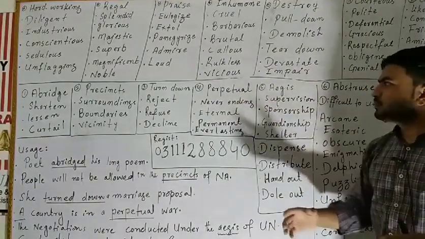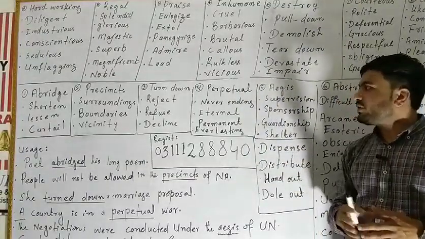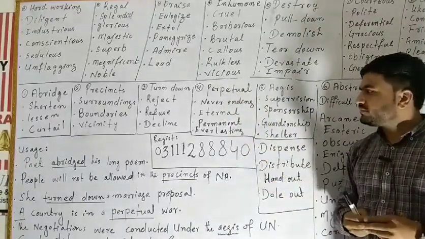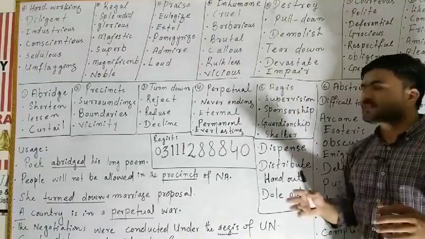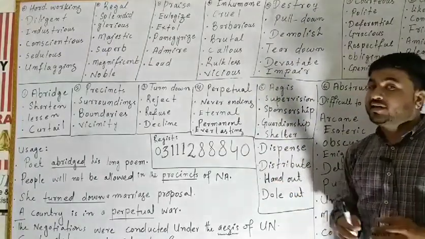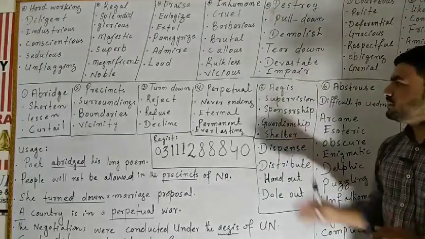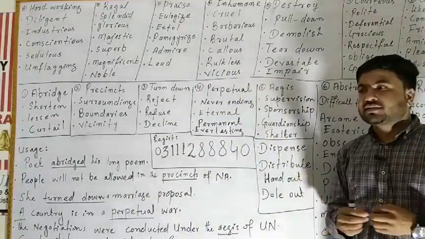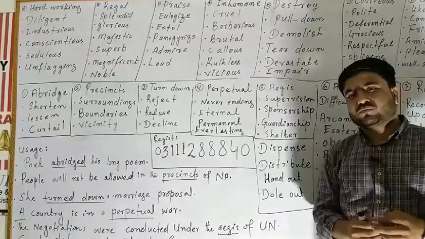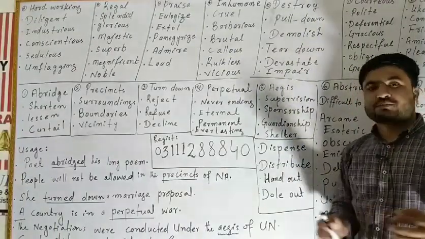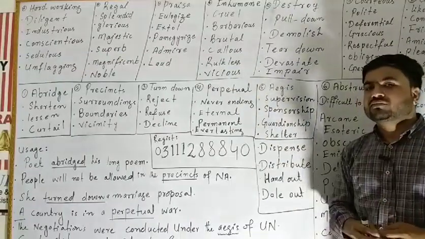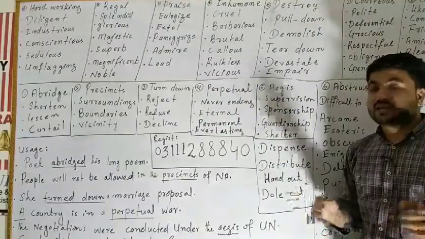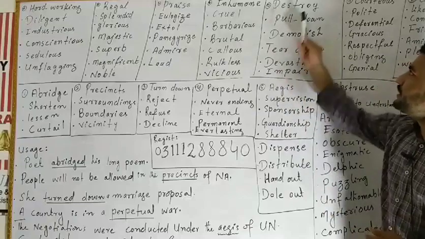Then we have a word perpetual. Perpetual means something which can never be ended, never ending, eternal, permanent, everlasting. Paradise is an eternal abode hereafter. One can also use perpetual: a country is in perpetual war, constant war, never ending war. For example, Pakistan has been facing the perpetual problem of poverty since 1947 so far. Perpetual, constant, never ending.